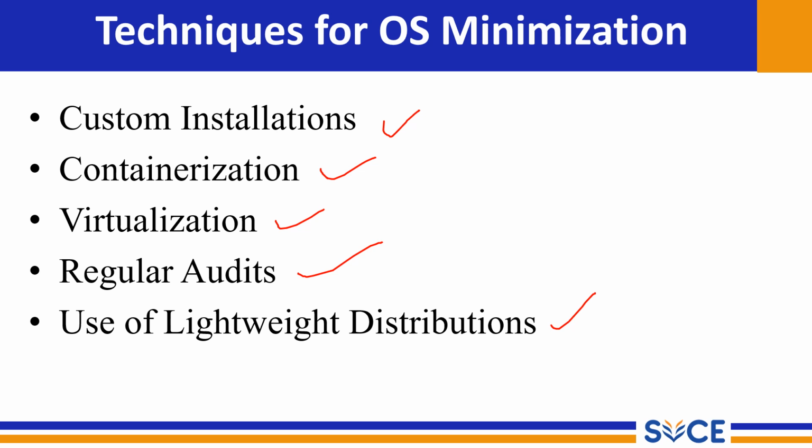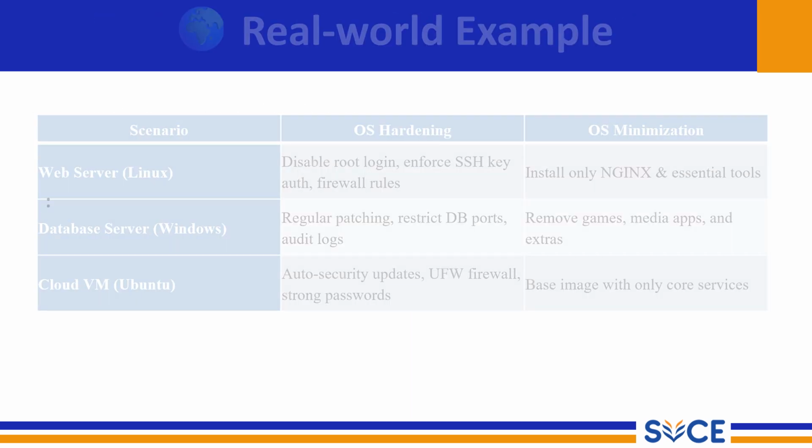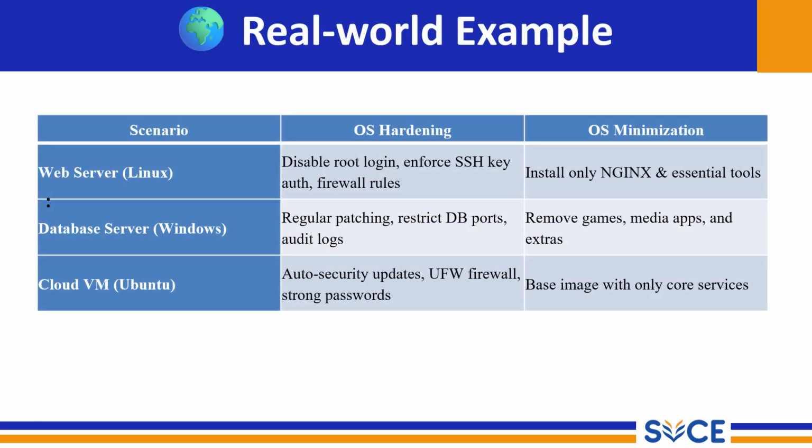And next, there are so many minimized OSes, for portability, some people will be using them. Next we are going to discuss the real world examples. Here in web servers, there will be a scenario. In OS hardening, you have to disable root login, enforce secure shell SSH key authentication, and use some firewall rules, through which the OS hardening will work. Similar to that, in OS minimization, if you're going for Linux in a web server, we install only NGINX and essential tools. Apart from that, nothing else is needed.